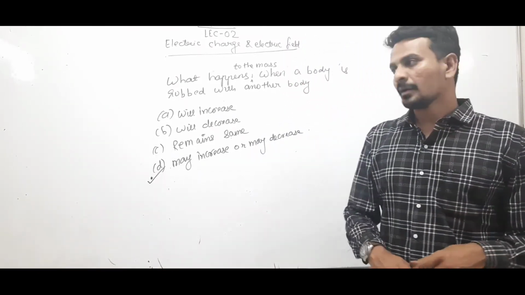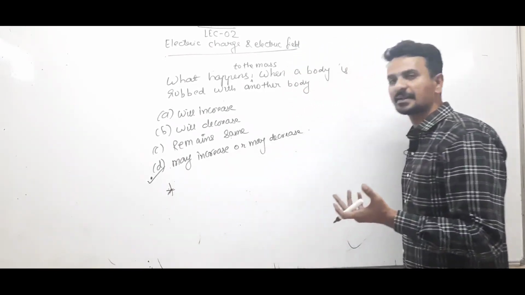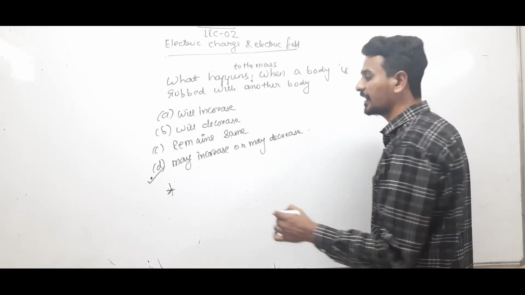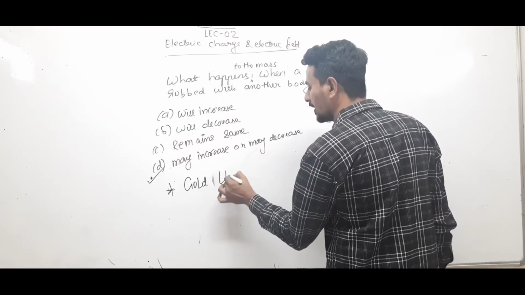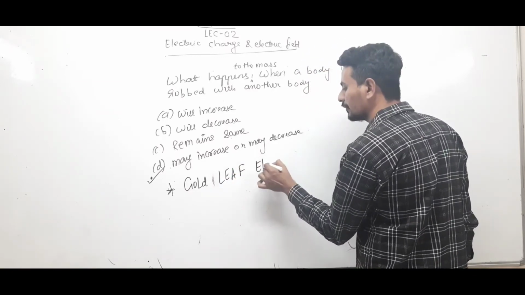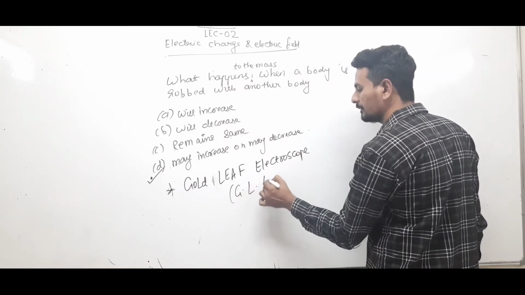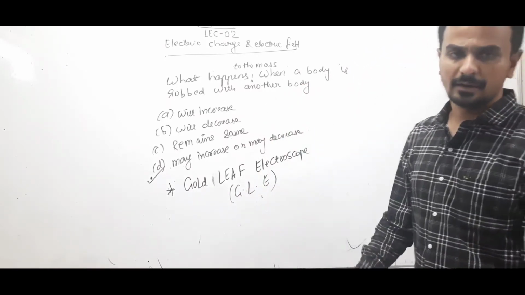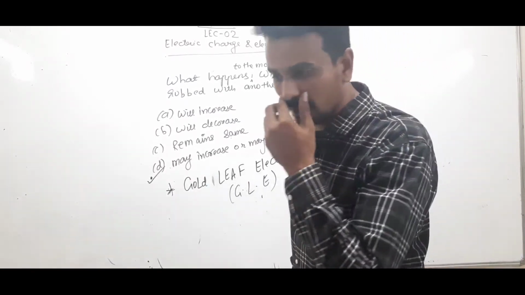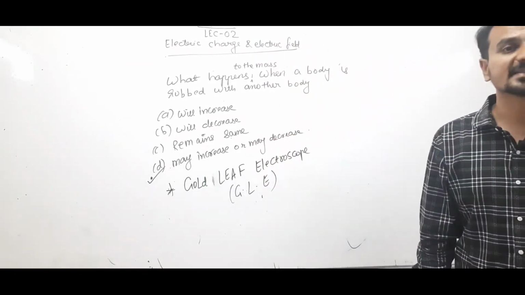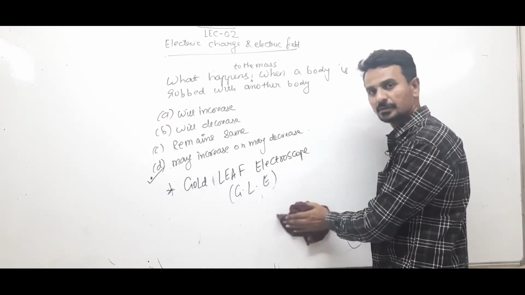Now, the presence of electric charge is detected by the instrument known as the gold leaf electroscope. An electroscope is a device which is used to detect the presence of electric charge. Fine. Okay, now we will go for quantization of charge, and we'll also know about quarks.